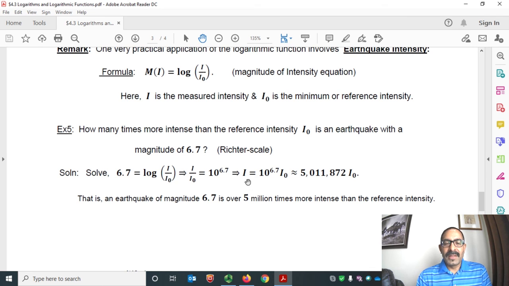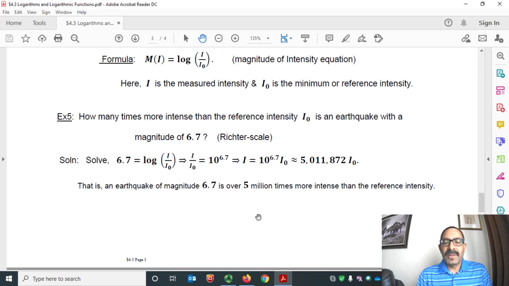Then we cross multiply. So I equals 10 to the power 6.7 times I0. Using a calculator, 10 to the power 6.7 turns out to be this big number times I0. We know I0 is simply the reference intensity. So an earthquake of magnitude 6.7 is over 5 million times more intense than the reference intensity. Awesome. I hope this makes sense to you all.